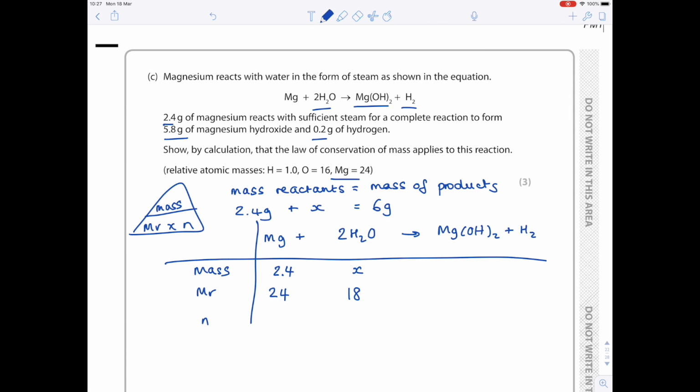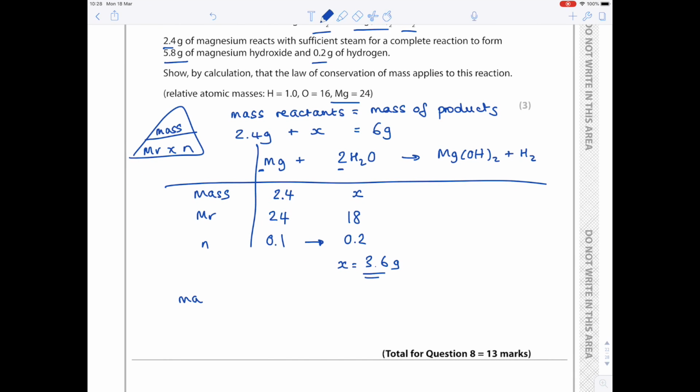So according to the formula triangle, we do mass divided by MR. So 2.4 divided by 24 is 0.1. Now check the mole connection. It's 1 to 2, which is why we need to multiply that number we've just calculated to work out the number of moles of water. So that's 0.2. And then do 18 times 0.2, which is 3.6.